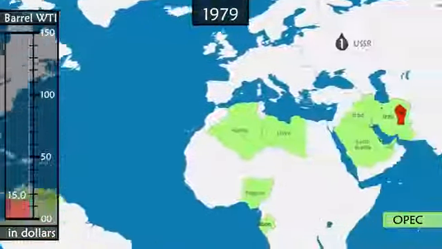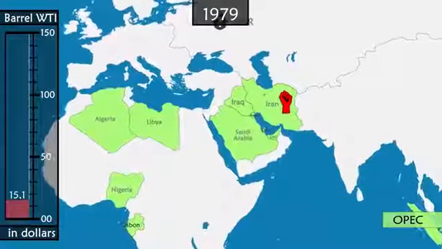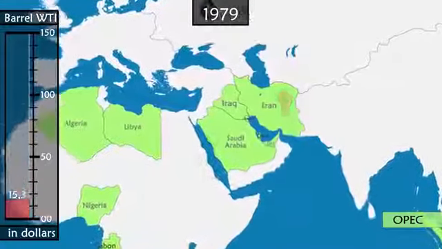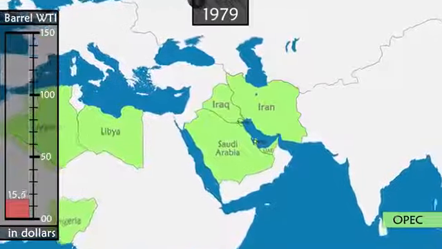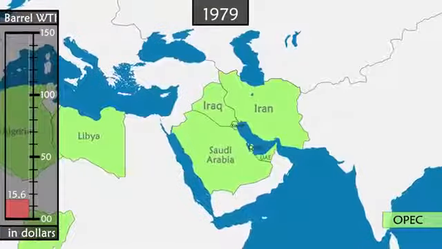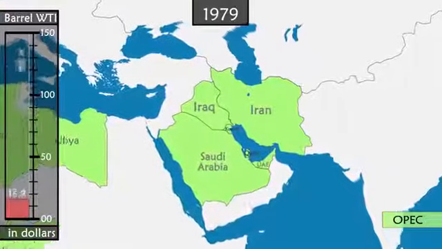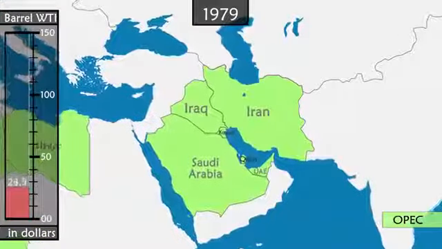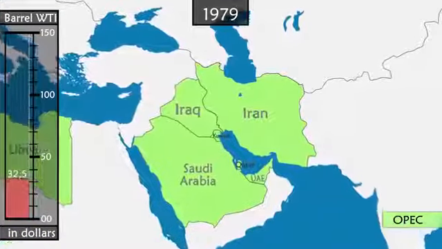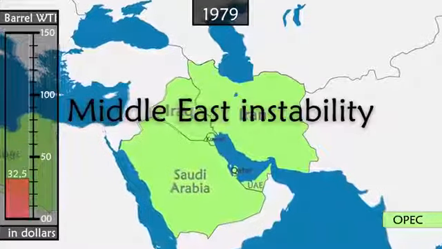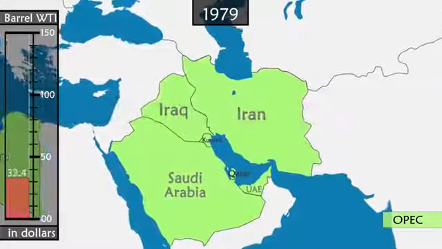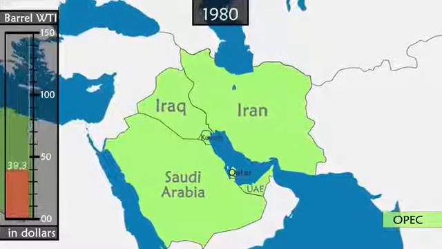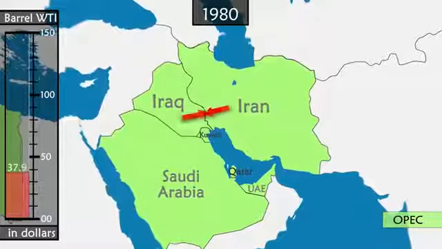In 1979, the Iranian Revolution takes place. The Shah's regime is overthrown and replaced by an Islamic republic that sets up an anti-Western policy. Oil production in the country falls, causing the second oil crisis. Following border disputes, tensions between Iran and Iraq lead to 8 years of war.